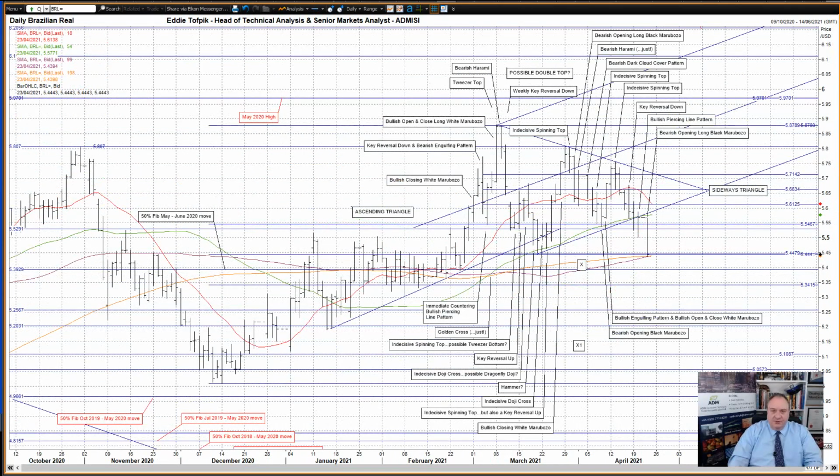US dollar against the Brazilian real. Okay, I suppose I'd better start labeling potential targets now, as yesterday was a bearish opening long Black Mariposa that opened and closed below the recent sideways triangle. This could still be a false break lower.